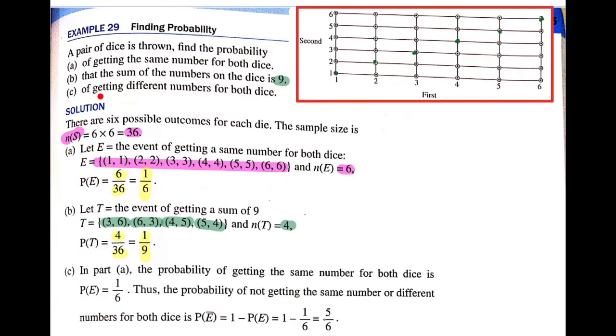The last example asked to find the probability of getting different numbers for both dice. For question A, we already have the probability of getting the same number on both dice. So if you want the difference, we can use the complementary rule. So it is P(E complement), which is 1 minus P(E). So just take 1 minus 1 over 6, and for A, you'll get the answer 5 over 6.